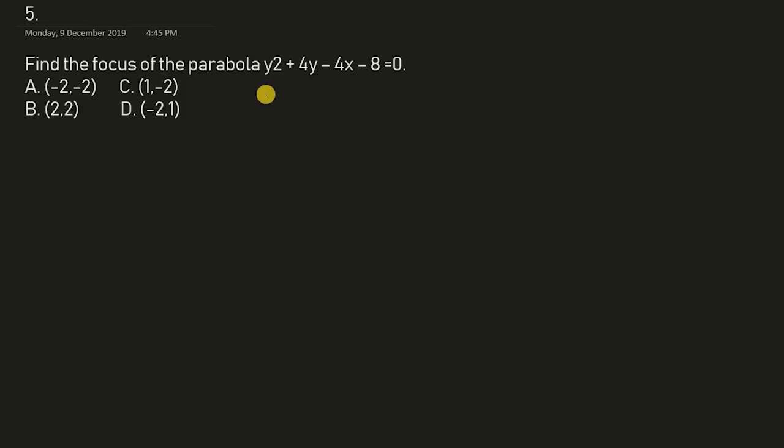Find the focus of the parabola. Y squared, this should be squared. Sorry, guys. Y squared plus 4y minus 4x minus 8. So, alam natin na parabola siya. Parabola, yun yung nakaganon. It's either one of that. Alright? So, ano yung focus daw? Focus ng parabola na to.